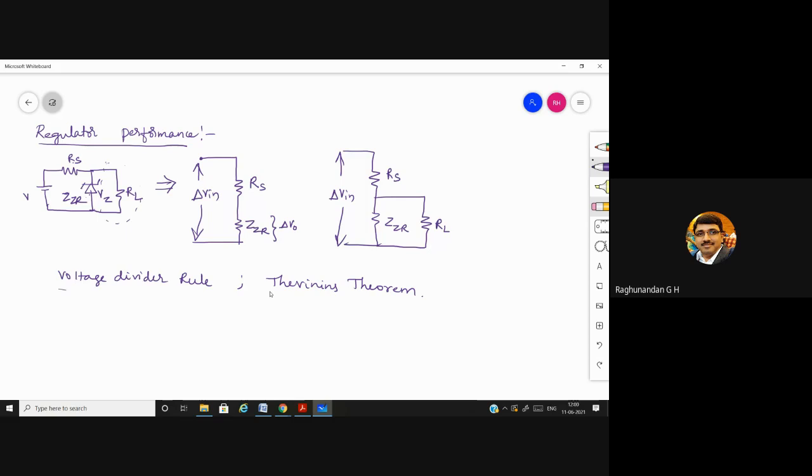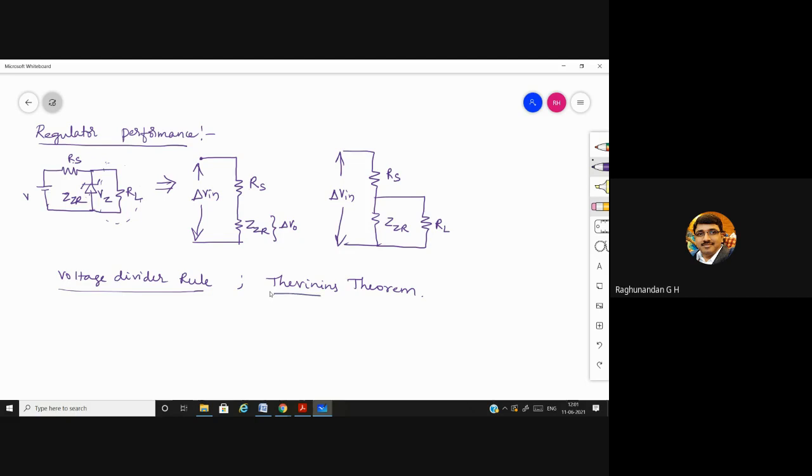So voltage divider rule is going to tell the voltage across a particular branch. If you have two or three branches, and if you want to find out voltage across a particular branch, if you see this is one branch, this is one branch, this is one branch. Now you want to find out the voltage across a particular branch. I just want to find out what is the voltage across ZZR. Then you need to use voltage divider rule. It is going to tell what is the voltage across that particular branch. That is the use of voltage divider rule. I'll tell the formula for that.